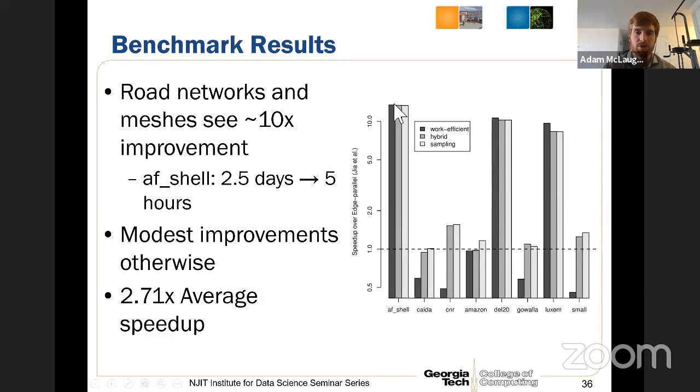The work efficient approach is our new approach that we proposed. The hybrid approach is choosing one or the other based on the diameter, and the sampling approach is the runtime trick that figures out which one to do at runtime. Otherwise, for graphs that aren't road networks, we see more modest, smaller improvements. But across this very diverse set of graphs, we're seeing a 2.71x speedup over existing methods on average, which is really fantastic.